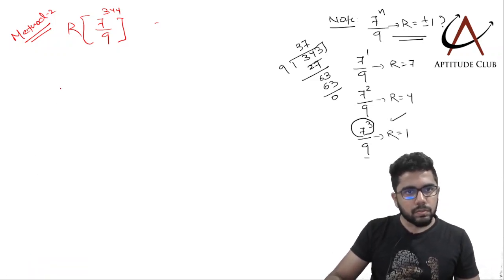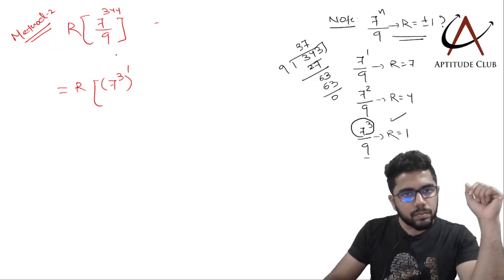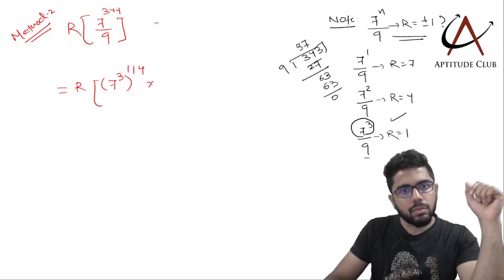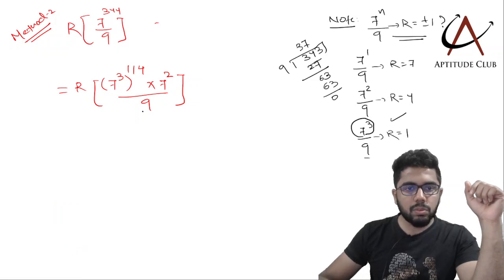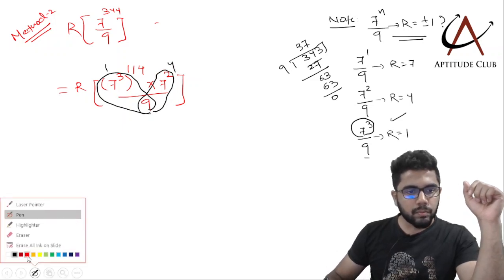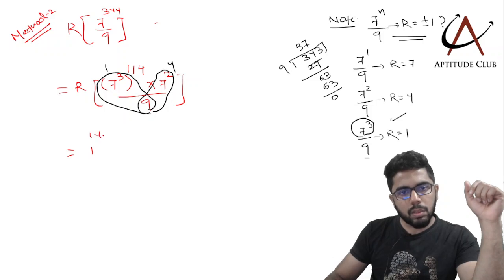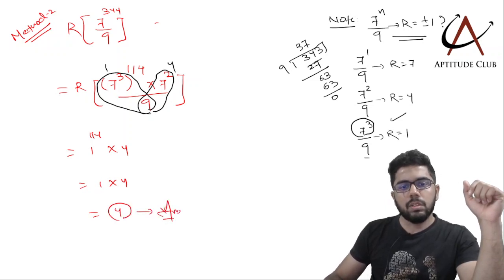So what I'll do is write it as 7 to the power 3, to the power 114, into 7 to the power 2, divided by 9. Why am I using 7 to the power 3? Because every time you have a 7 to the power 3, the remainder is basically 1, and 7 square divided by 9, remainder is 4. So you get 1 to the power 114 into 4, or basically 1 into 4, answer is 4. No theorem.